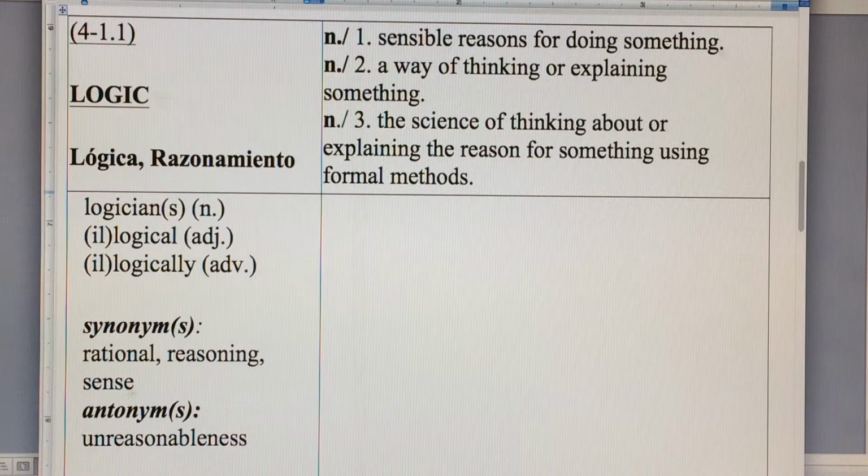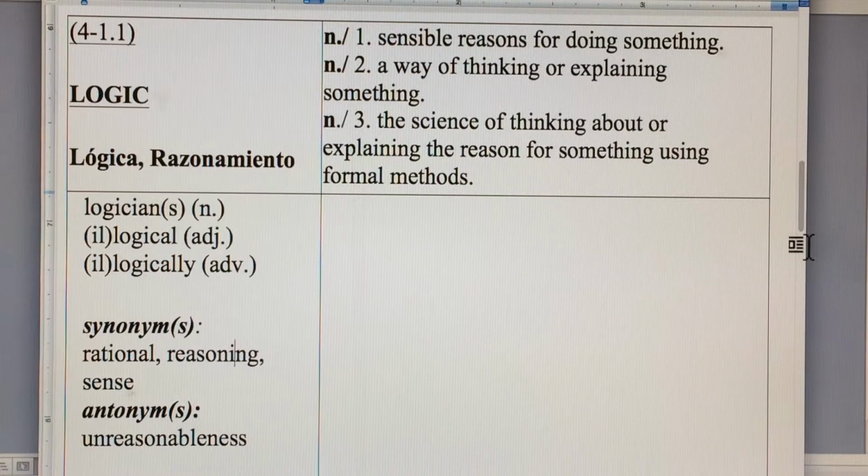Logic has 2 syllables, and the emphasis or stress is on the first syllable, log. So we say logic, logic. It is used only as a noun, and some of you know the adjective form logical, but remember when you write your sentence you're going to use it as a noun, so you need to know these definitions for logic.